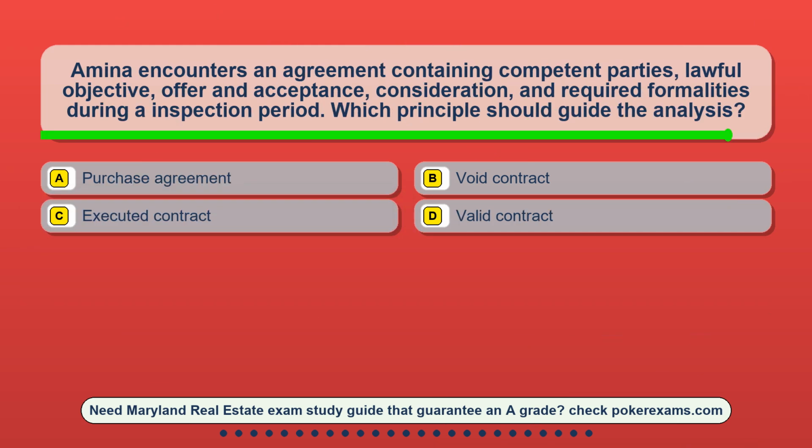Question 14. Amina encounters an agreement containing competent parties, lawful objective, offer and acceptance, consideration, and required formalities during an inspection period. Which principle should guide the analysis? Option A, purchase agreement. Option B, void contract. Option C, executed contract. Option D, valid contract.